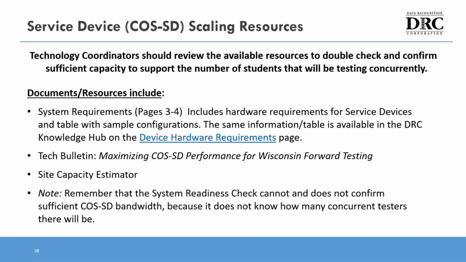When it comes to tools to confirm your bandwidth, it's also important to remember that the system readiness check performed on student testing devices doesn't confirm sufficient bandwidth because it doesn't know how many concurrent testers there will be. So just because you have all green check marks in the system readiness check, that's great, and that's what you want to see, but remember that you do still have to do your own due diligence with minimum bandwidth to support the number of concurrent testers, and that's something that the readiness check can't confirm on its own.